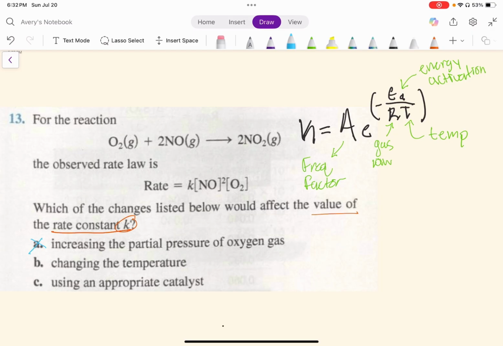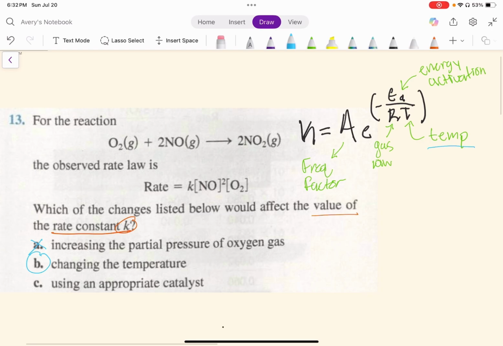Now let's go on to B, changing the temperature. If we change the temperature, how does that affect K? Well, we see that temperature is one of the components of our equation. So if we change the value of T, we are also changing the value of K. So B will affect the value of K.